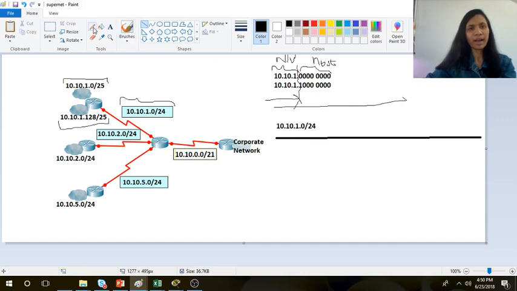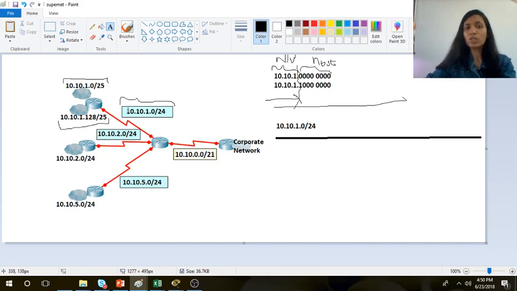So here also you can see I have got 3 advertisements which are coming to this router. Okay, so these are the 3 networks present which can be reached via these 3 interfaces. Okay, so this router needs to advertise information about these 3 networks to the corporate network. So this router, instead of advertising 3 networks separately, is going to summarize the advertisements into a single advertisement. Okay, so you can have your advertisement for 10.10.1.0, 10.10.2.0 and 10.10.5.0 clubbed together into a single advertisement.